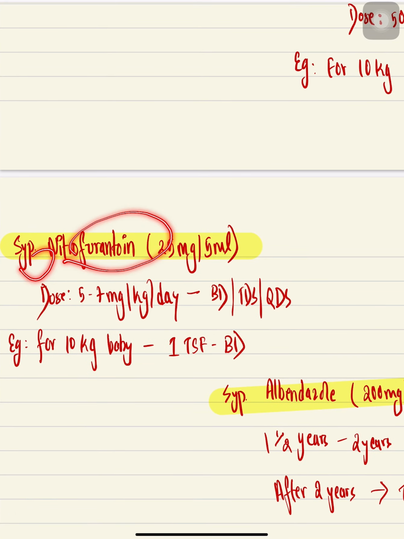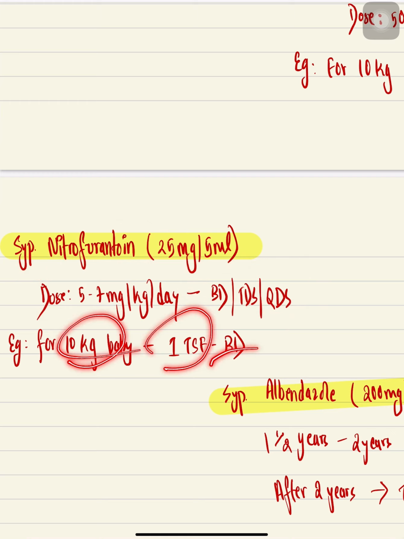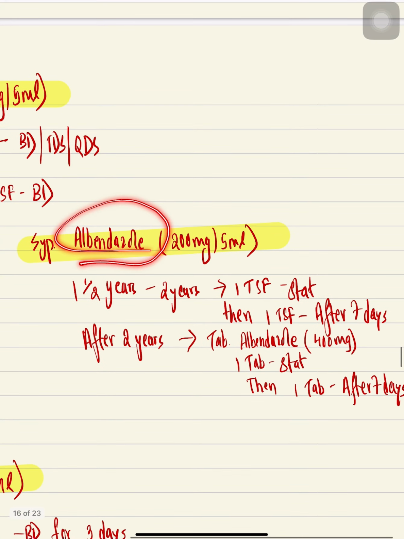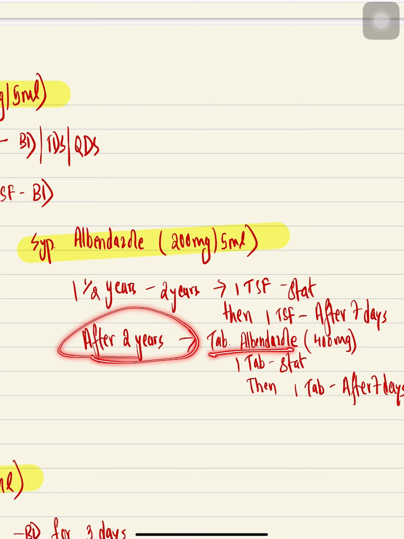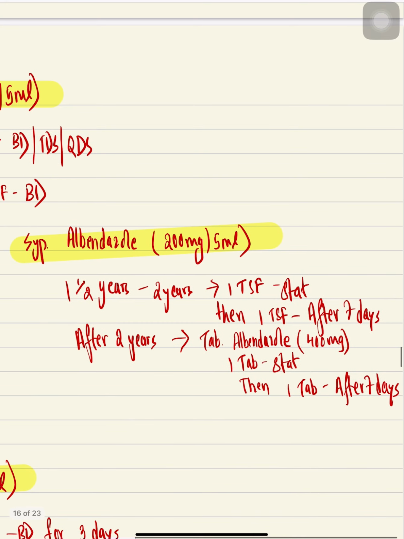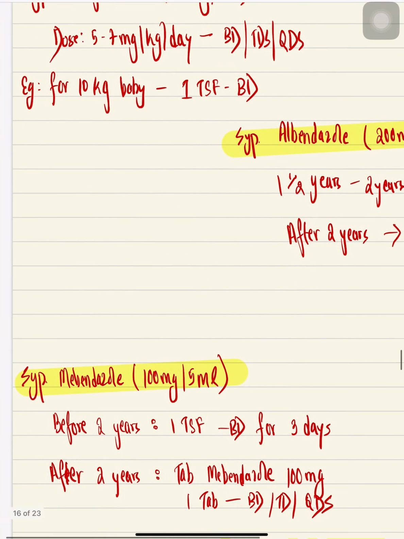Syrup nitrofurantoin 250 mg over 5 ml. Dose is 5 to 7 mg per kg per day, BD, TDS or QDS. For a 10 kg baby, 1 TSF BD. Syrup albendazole 200 mg over 5 ml. From 1.5 years to 2 years, 1 TSF stat, then 1 TSF after 7 days. After 2 years, tablet albendazole 400 mg, 1 tab stat, then 1 tab after 7 days.